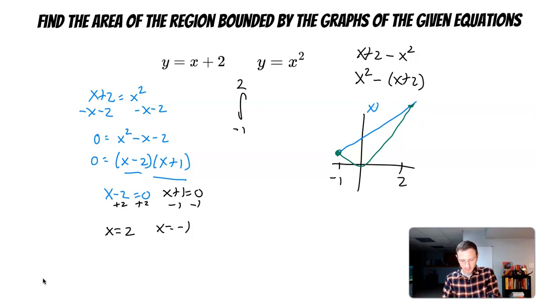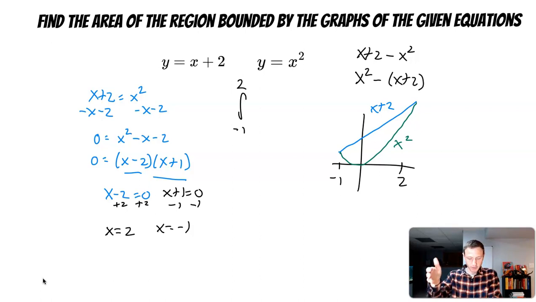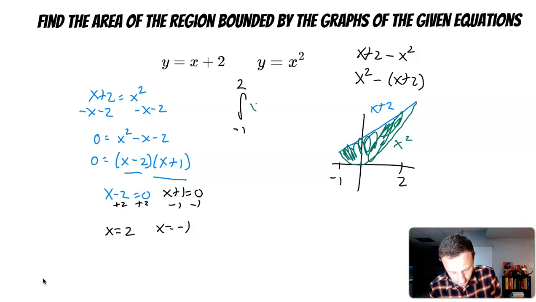I'm not satisfied with that x squared. Let me try one more time. Okay. That's as good as it's going to get for now. So that's x plus 2, and then that's x squared. So you can see that from -1 to 2, x plus 2 is above the x squared. So we're finding the area of this region here bounded between these two graphs. So that means we want to do x plus 2 minus the x squared. And then from here, it's just an integration exercise.